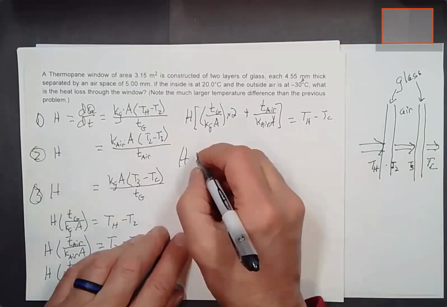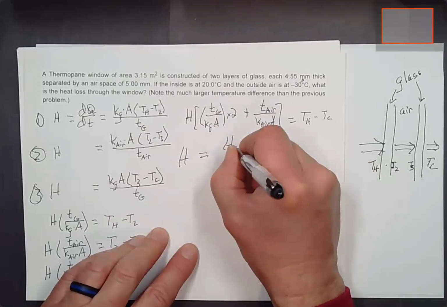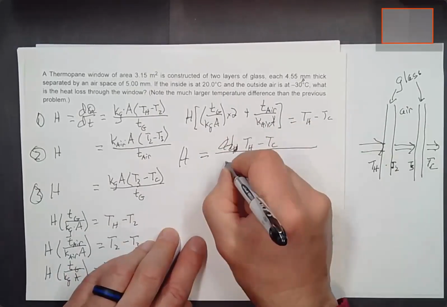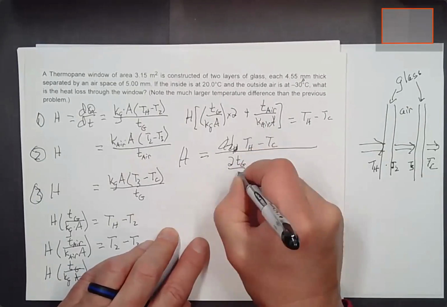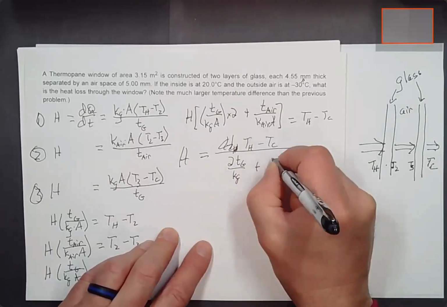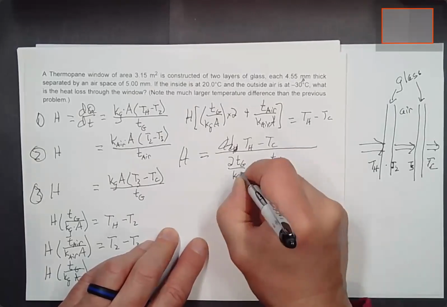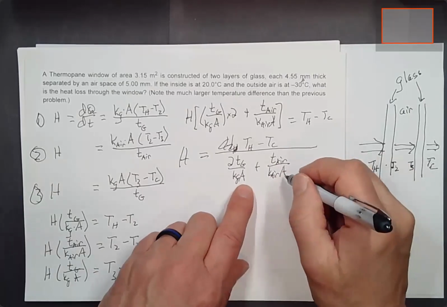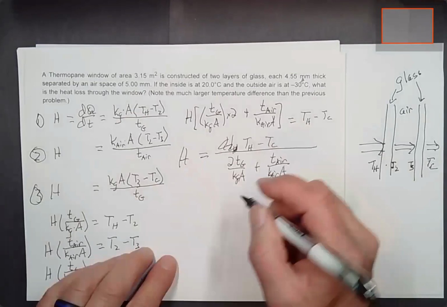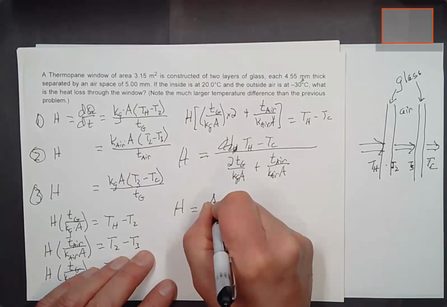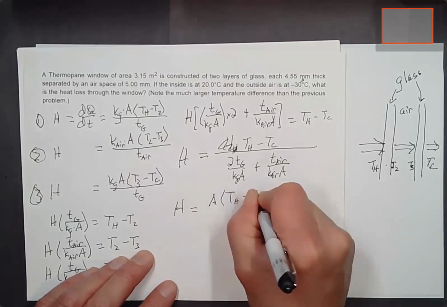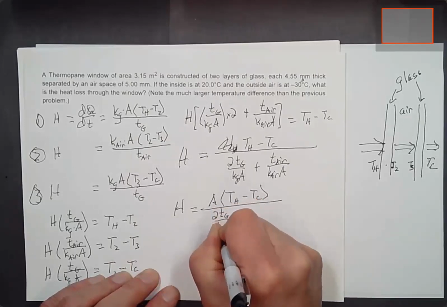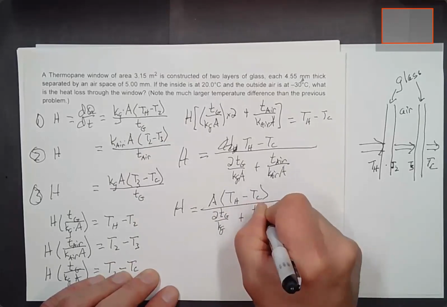If I divide both sides by this, I'll have T sub H minus T sub C on top. And on the bottom, I'll have 2 T sub G over K sub G plus T sub air, whoops, there's also an A here, K sub air times A. And I can actually bring those A's up on top. They're common. I could factor out a 1 over A and then bring it up top. And so it would look like this. H equals A times T sub H minus T sub C, and then on the bottom, I've got these 2 T sub G's over K sub G plus the T sub air over K sub air.